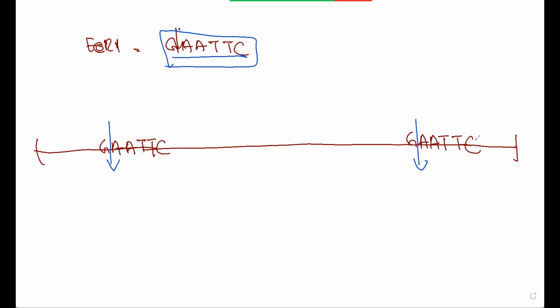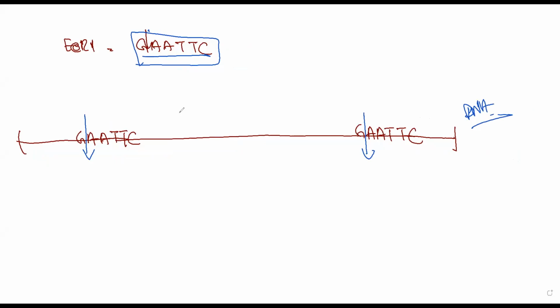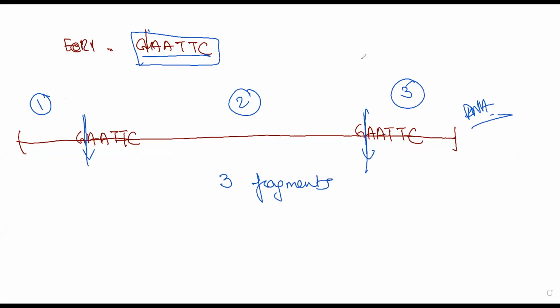In a DNA, this is the whole DNA. Let's say it is DNA for anything. It will cut here and it will cut here. So as a result, how many fragments will you get? 3 fragments. So you will get 3 fragments of DNA. Got it? Yes.